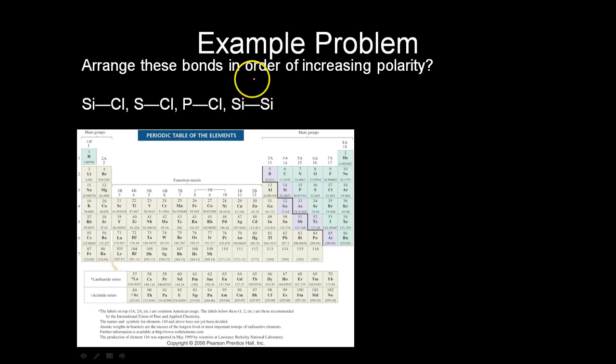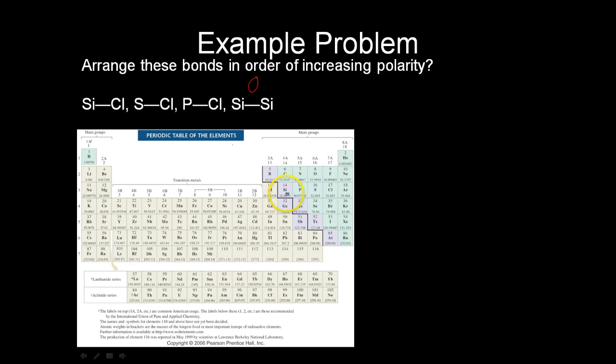Well, we know what the difference between the electronegativities are right here, right? Silicon and silicon, it's some number minus that number. Whatever the number is for silicon, it's that number minus that number, and so the difference would be 0. And so this one would be our least or lowest polar bond, because it has a polarity of 0.